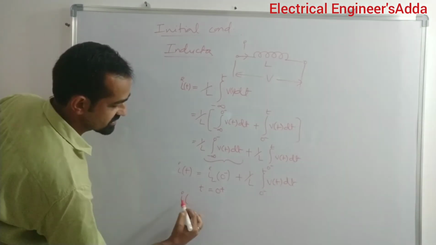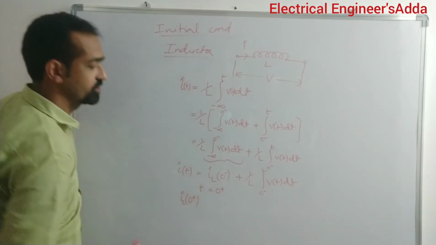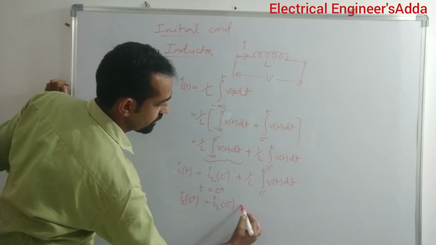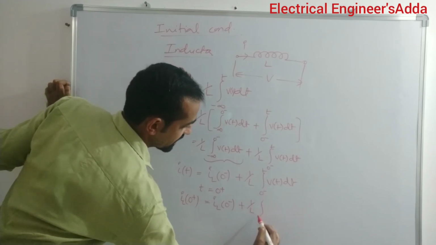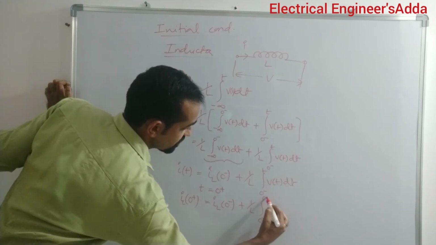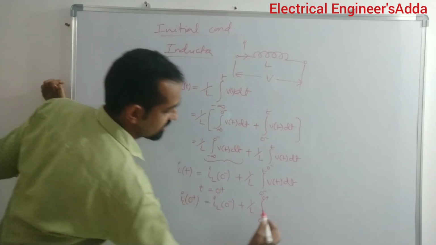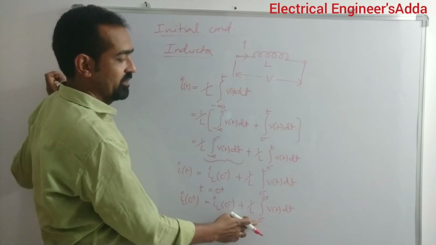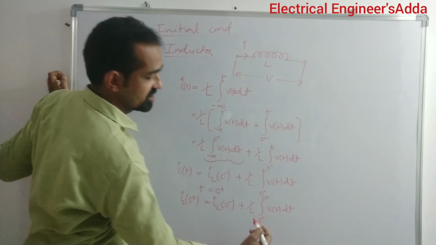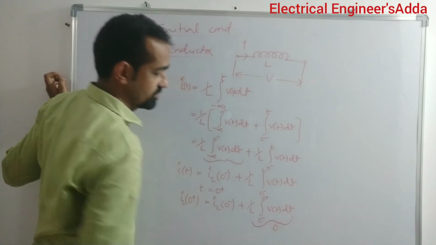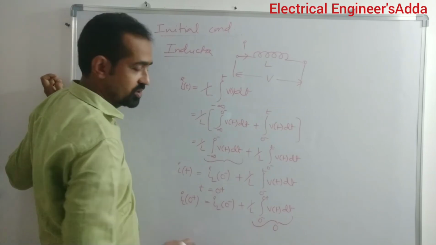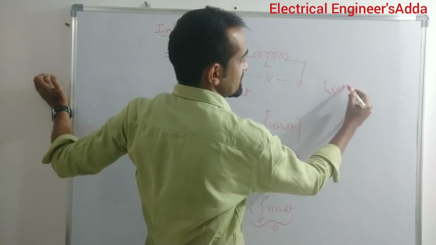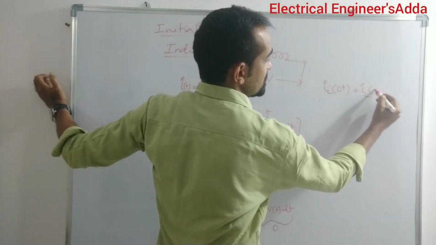IL of 0 plus is equal to IL of 0 minus plus 1 by L integration from 0 minus to 0 plus, here t is equal to 0 plus, of v of t into dt. Okay, here the lower limit is 0, the upper limit is 0. So this total becomes 0. So IL of 0 plus is equal to IL of 0 minus.